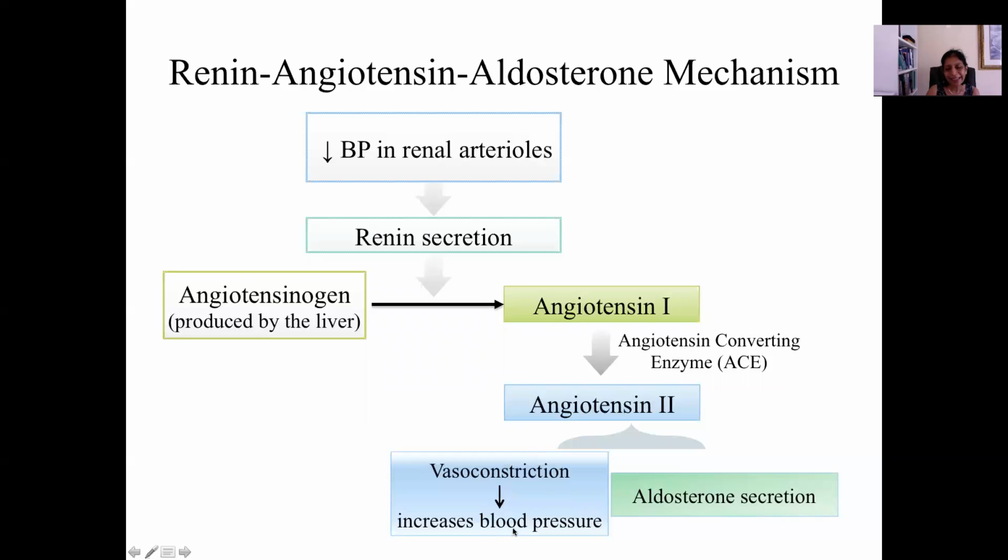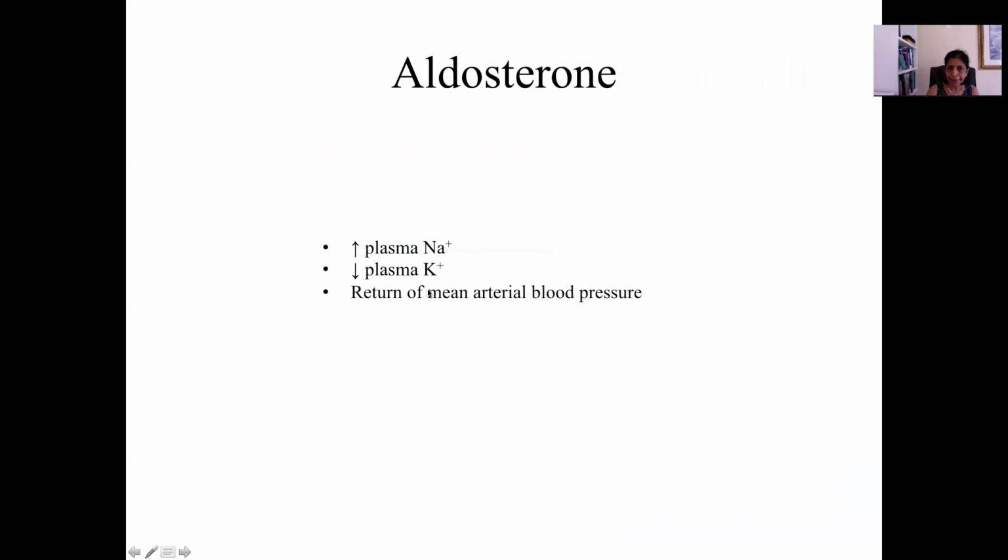That is a nice negative feedback effect, because we started off with low blood pressure, and at the end we increase blood pressure by releasing angiotensin-2, and also the release of aldosterone. So now we need to look at what aldosterone does to overcome this situation, that is low blood pressure, which is all summarized in this slide.